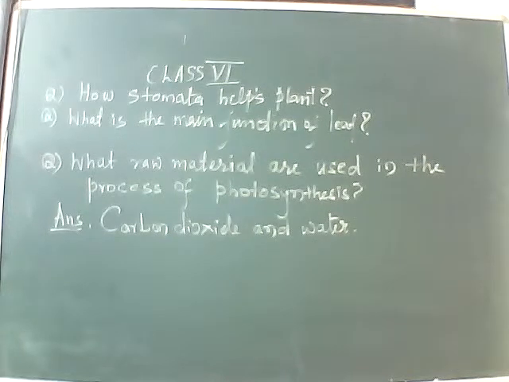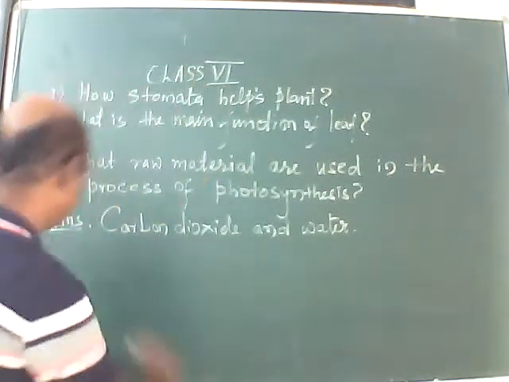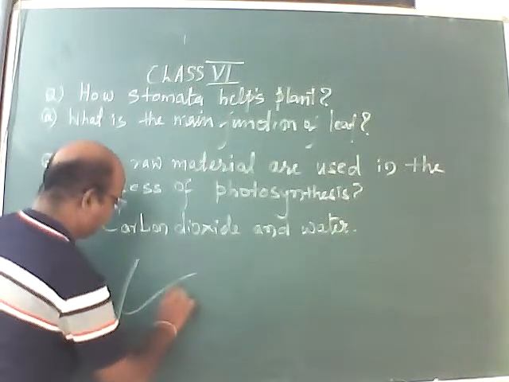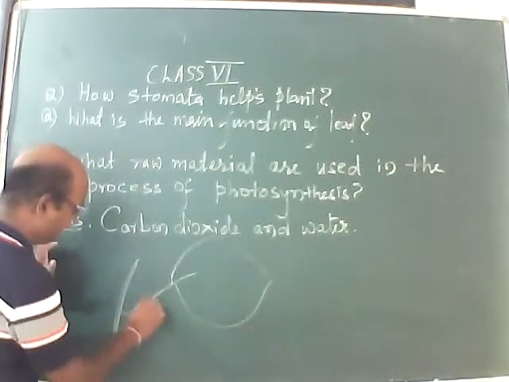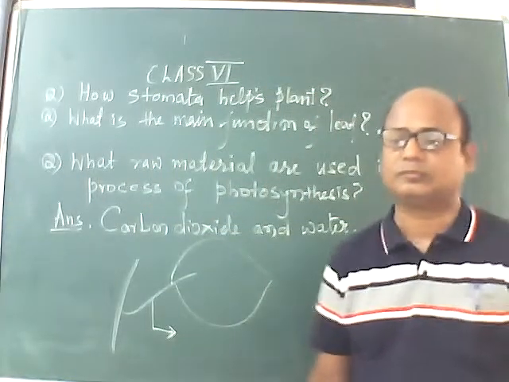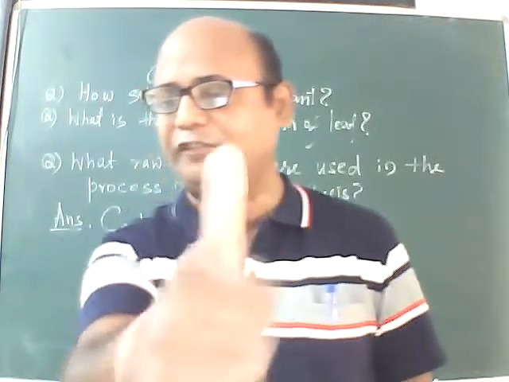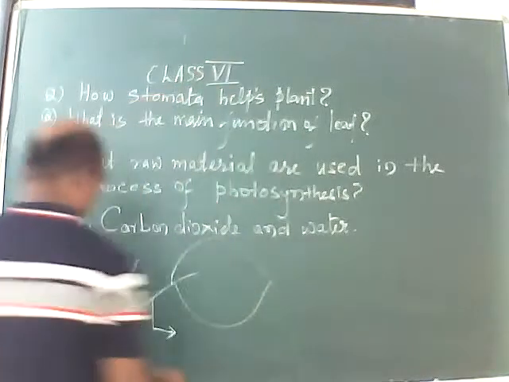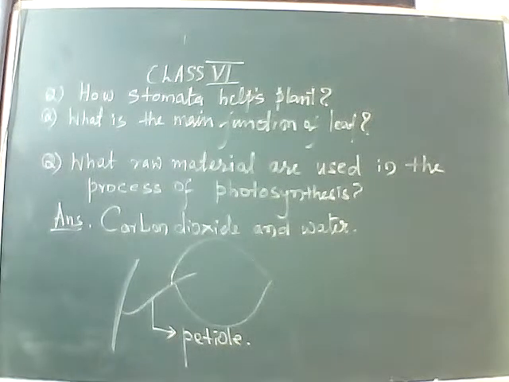The next question I am asking: the leaf is attached to the stem by dash. Suppose this is the stem, and the leaf is attached to the stem. This is the attachment. What do we call this? Yes, Janvi gave a very correct answer. Very good, Janvi. It is petiole. Okay, so these questions are there in your exercises.